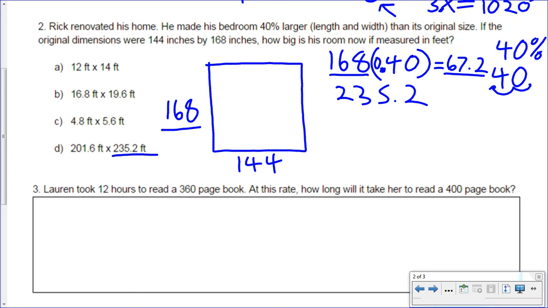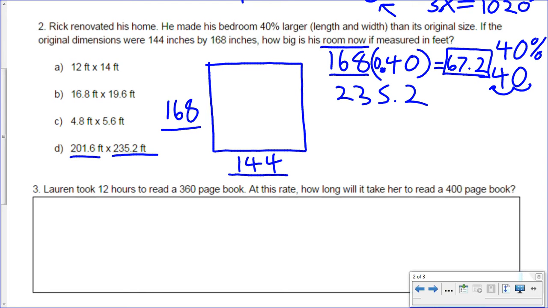So you would do the 144 the same way. You would just multiply it times the 0.4. Instead of 168 here, you would write 144. You would come up with a different number here, and you would just add it back to the 144. So pause and do that on your own if you wish. It's probably a good idea to go ahead and do it, just get a little practice, and then make sure that you come up with 201.6.